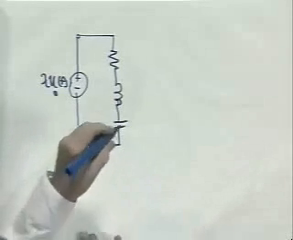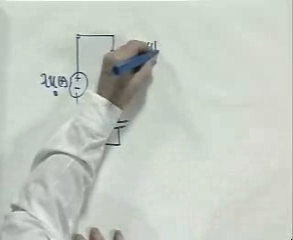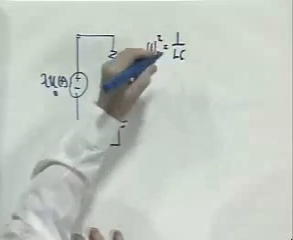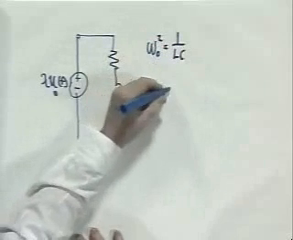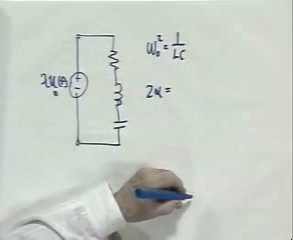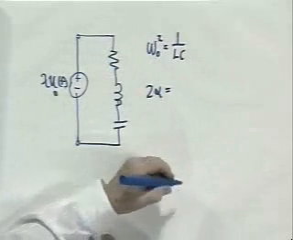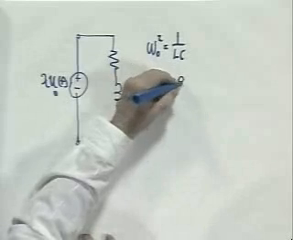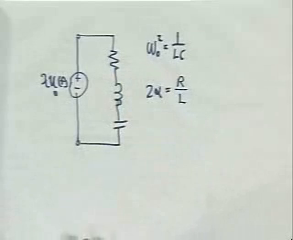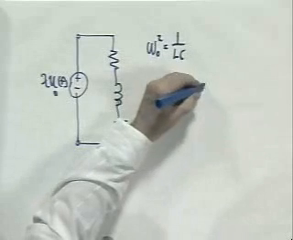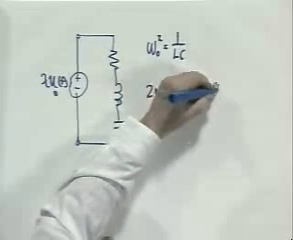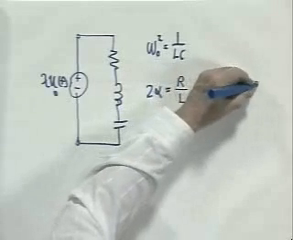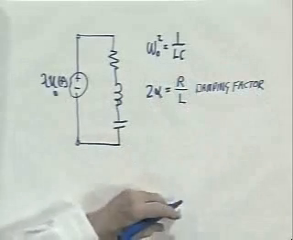The only point I want to make is that while omega naught in the series resonant circuit, omega naught squared, is still 1 over LC, the damping factor, 2 alpha, which was C over G in the parallel resonant circuit, is now R over L. This is the damping factor in parallel resonance, which ought to suit your understanding of relative values.